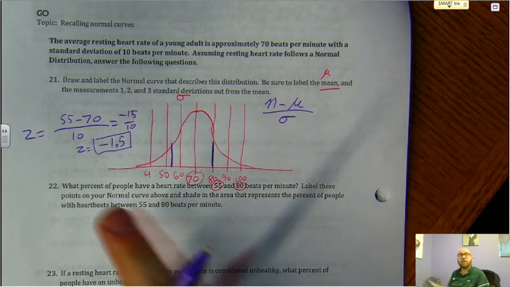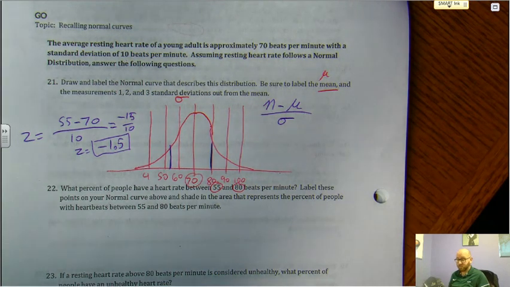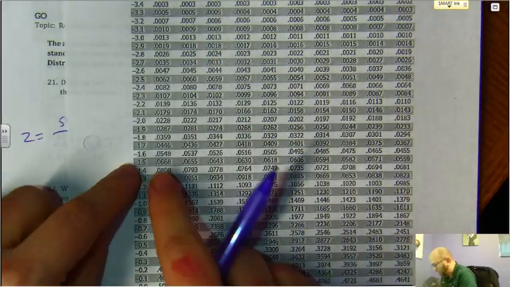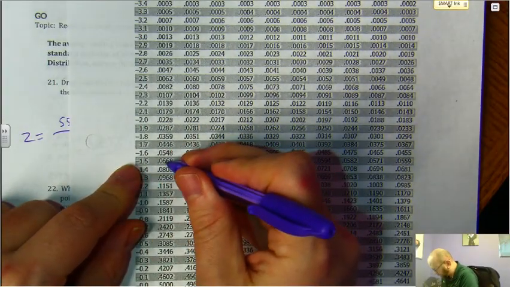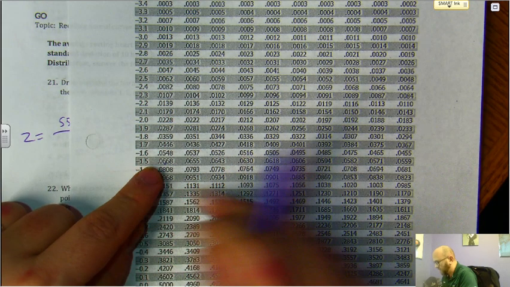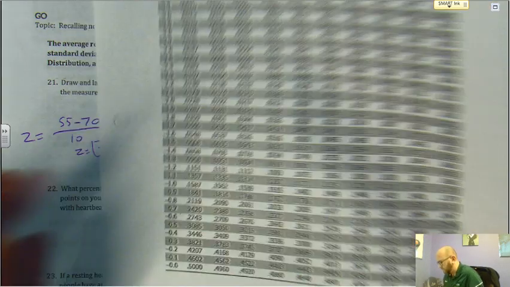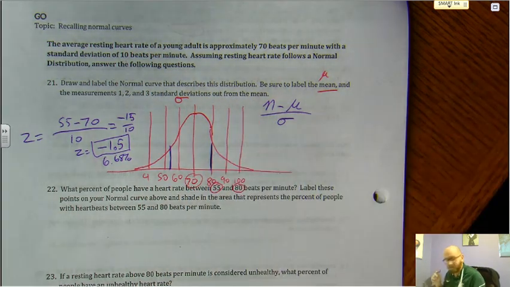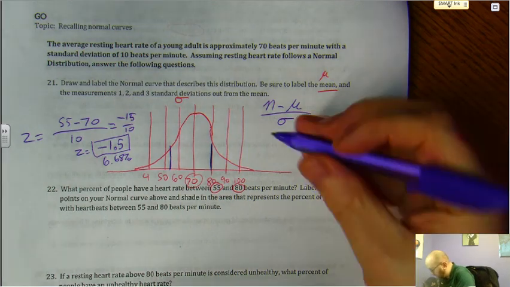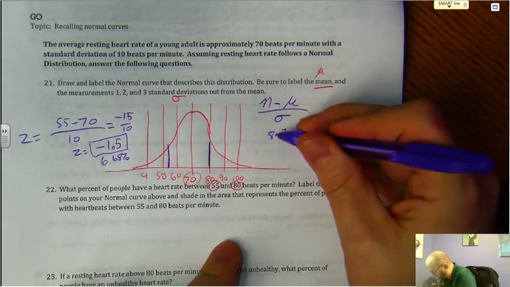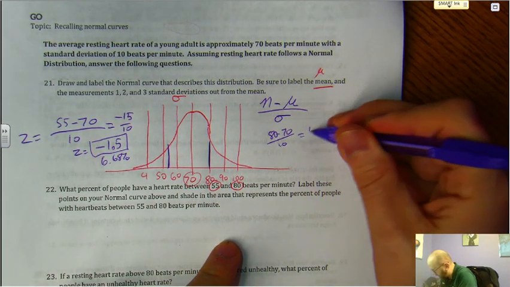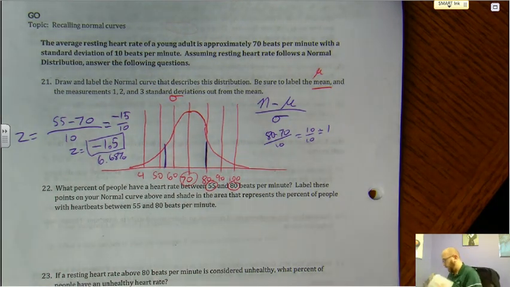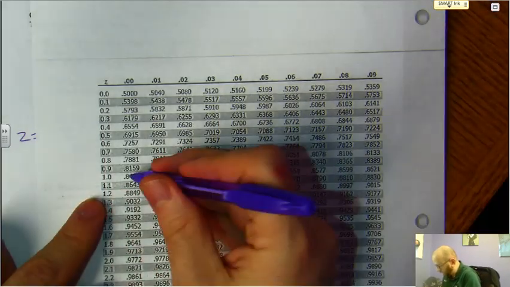And so now that I know my z-score for my low, I need to figure out what my percentage is at -1.5. We can refer to the chart. -1.5 is 6.68%. I then need to find my z-score for my high. That's going to be 80 minus 70 over 10, which is 10 over 10, which is 1 standard deviation. I need to figure out what percentage I am at 1 standard deviation. 84.13.